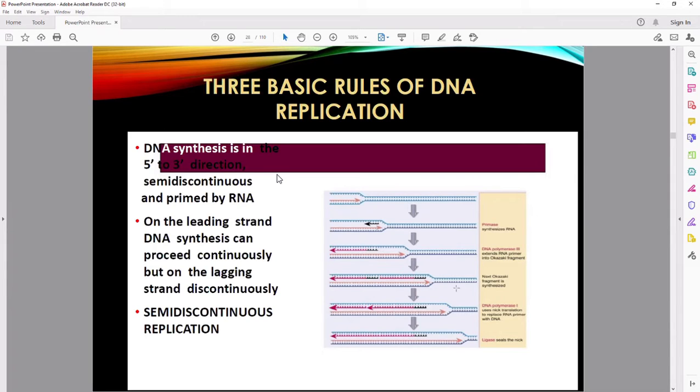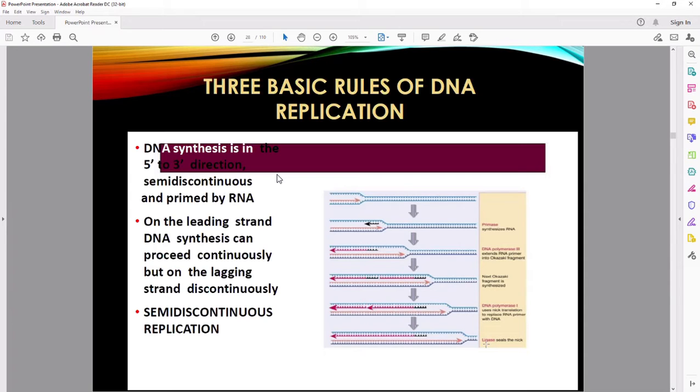Okay, so now we have this fragment synthesized. They are going to use this fragment to replace the RNA primer and to continue the DNA replication. You can see there is a gap between the first initiated fragment and the synthesized one. This gap is going to be sealed by one enzyme called ligase.